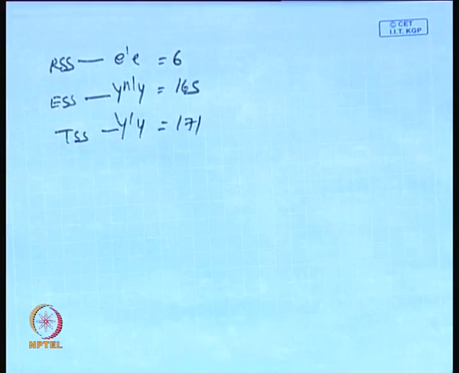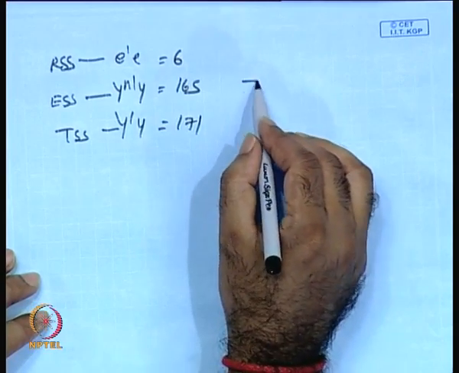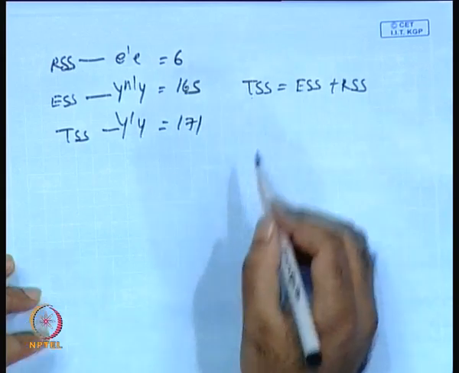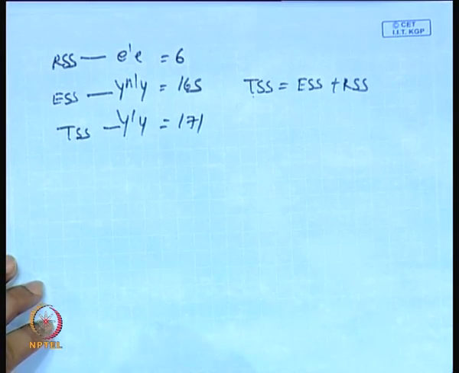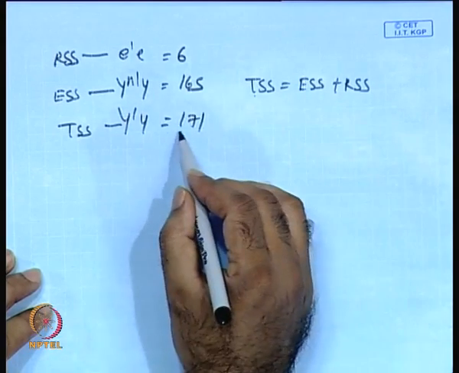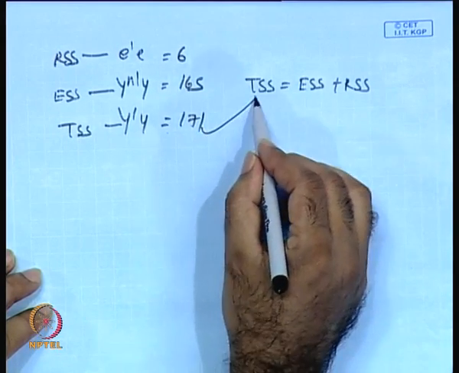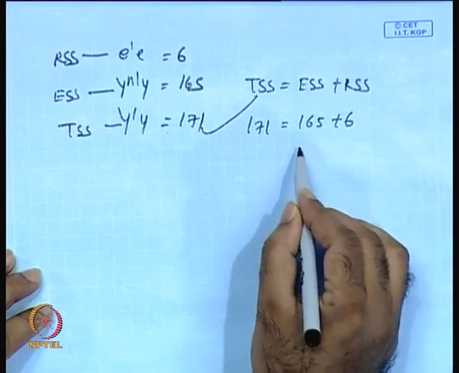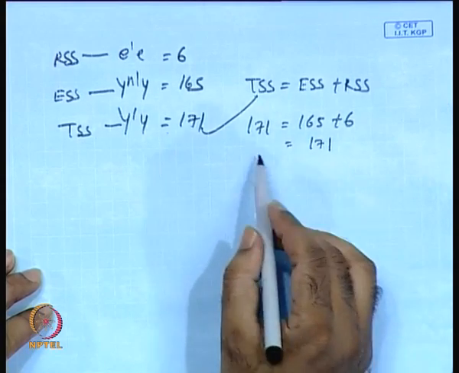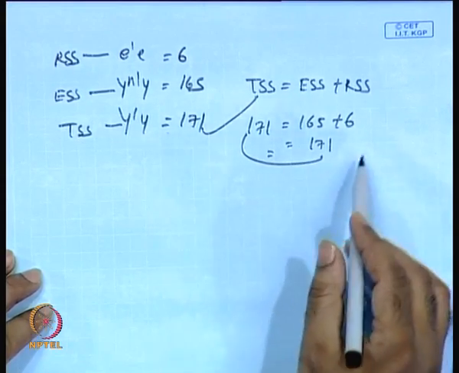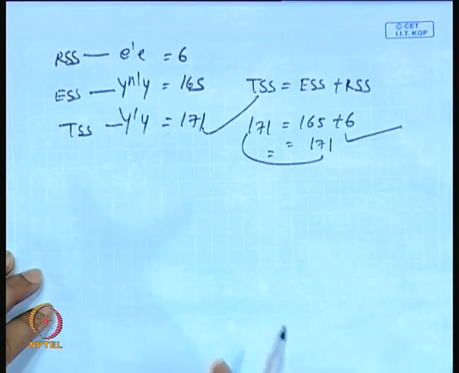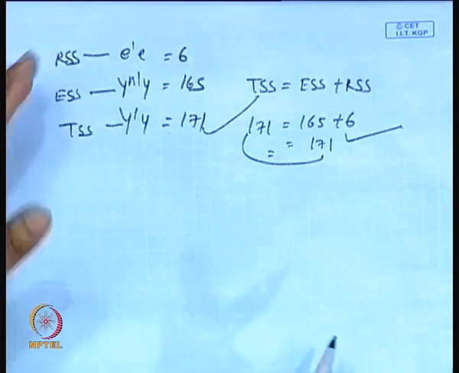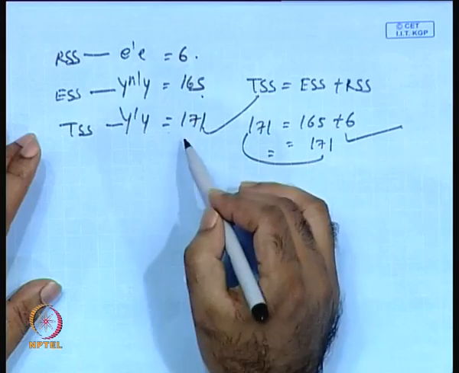Okay, this is nothing but RSS, but by default we have TSS equal to ESS plus RSS. That means total sum of squares equals explained sum of squares plus residual sum of squares. So if you put it here, this is 171, so 171 is equal to 165 plus 6. So this is equal to 171, which means this and this are equal. So this system is okay, that means we are on the right track. Now this is RSS, this is ESS, this is TSS.